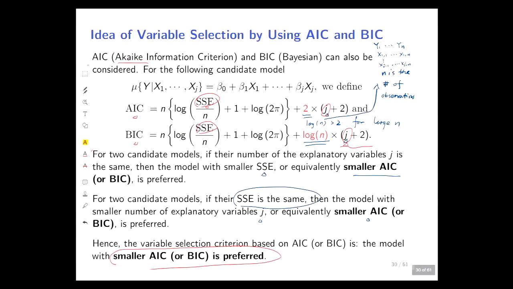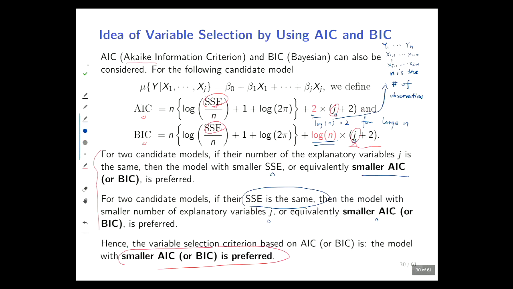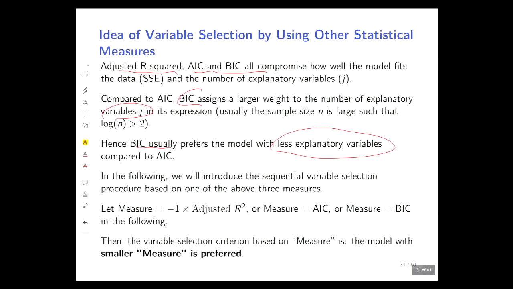You can see that from this formula, because the weight log n is larger than 2, so it assigns a larger weight to the number of the variables. The number of the variables contributes more in BIC. But we always prefer a smaller BIC, so we always prefer a smaller number of variables. In that case, BIC always selects fewer variables compared to AIC. Maybe in later examples, you will see that BIC usually selects fewer variables.